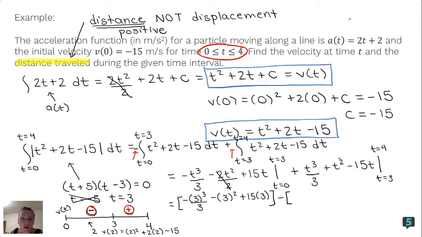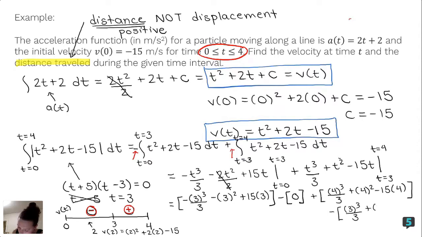And then when I plug in 0, what's going to happen to each of those terms? I'm going to get 0 cubed over 0 minus 0 squared plus 15 times 0. So all that's going to 0. Remember that when I evaluate with those bounds, I'm always going to do the top bound minus the bottom bound. Now I need to do the same thing for my second integral. So I'm going to have 4 cubed over 3 plus 4 squared minus 15 times 4 minus, I'm going to run down to the next line, 3 cubed over 3 plus 3 squared minus 15 times 3.